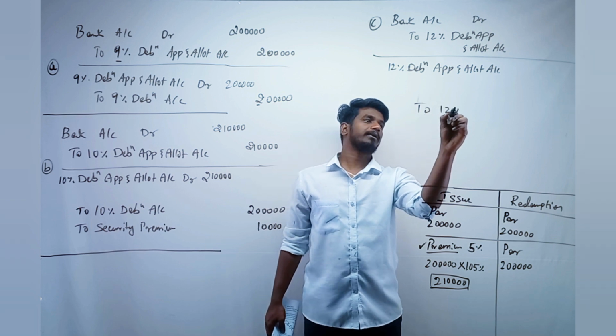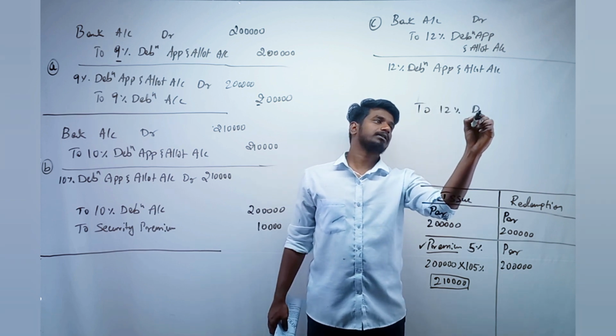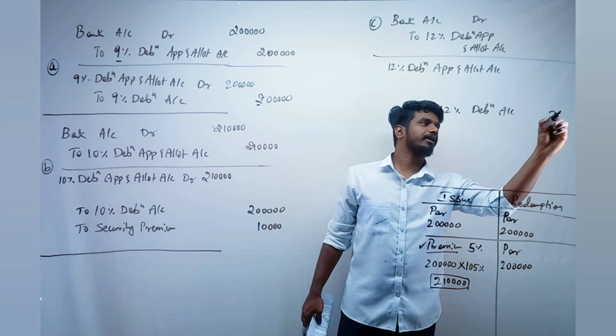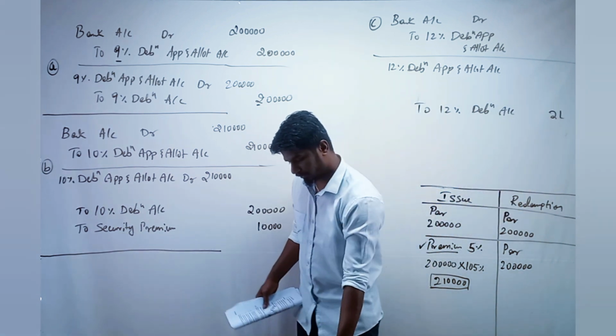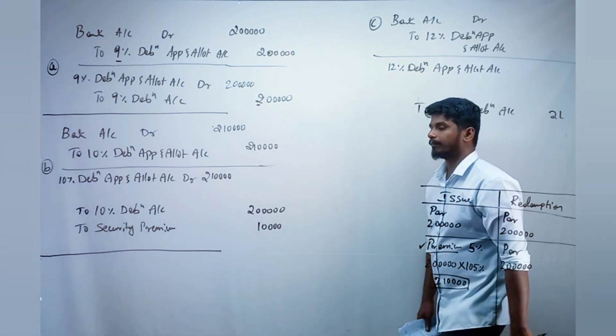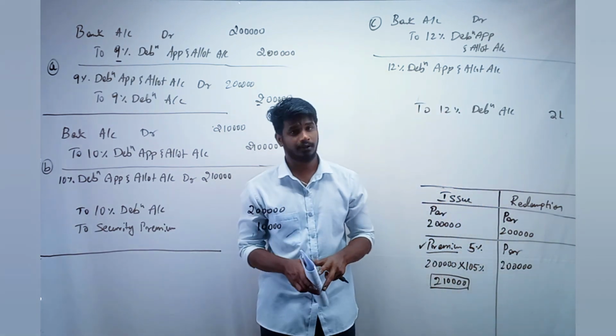To 12% debenture account, correct? So here it will be 2 lakh on the credit side. So right, okay, fine. So two entries we have completed. Let's go to the third one.